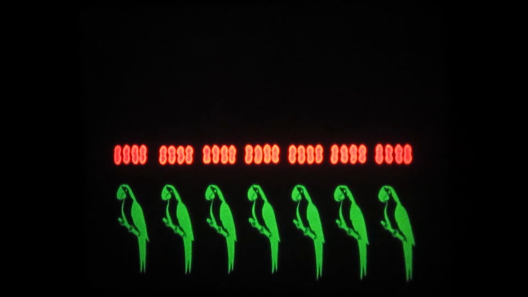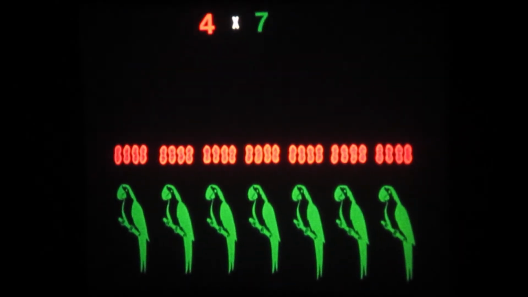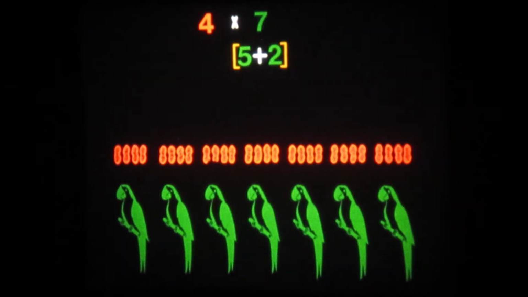We can find the product by multiplying 4 times 7. But what if we only know the multiplication table up to 5s? There's another way to find this product. We can think of the number 7 as 5 plus 2. We know this is another way of saying 7.